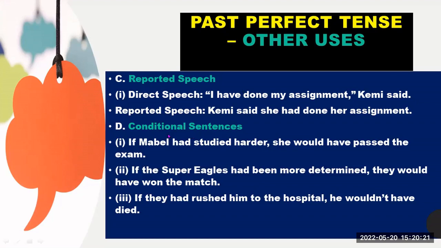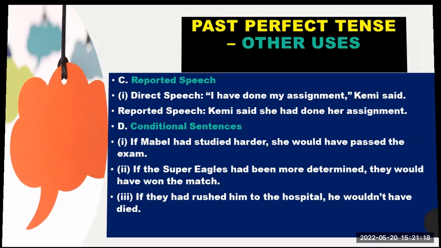Then another use of the past perfect tense is in conditional sentences. For example, if Mabel had studied harder, she would have passed the exam. So you can see that the past perfect tense is used in the if clause, that's the conditional clause. Again, you discover that the past perfect tense is used. Now, if the Super Eagles had been more determined, they would have won the match. Another example, if they had rushed him to the hospital, he wouldn't have died. So we can use the past perfect tense in conditional sentences.